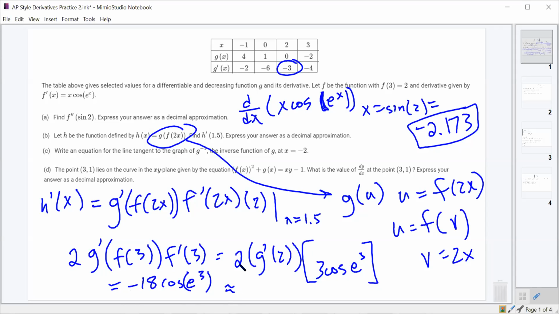And what did that come out to be? Negative 5.915. Everybody agree with that? 915. Sorry, 915. Negative 5.915. Yeah, I got that as well. Perfect. Cool. Any issues with part B there?